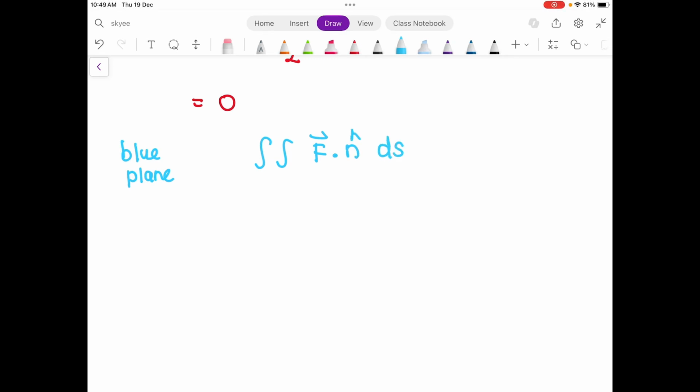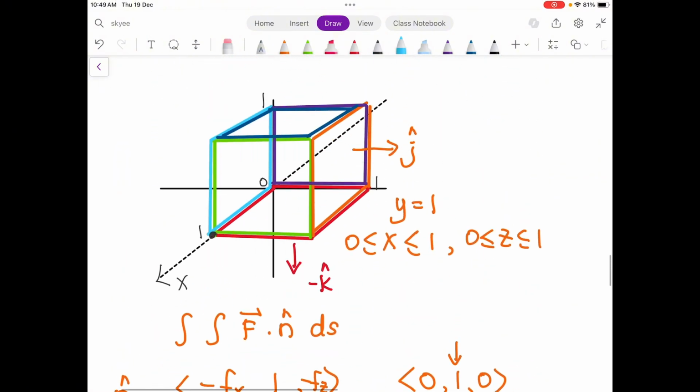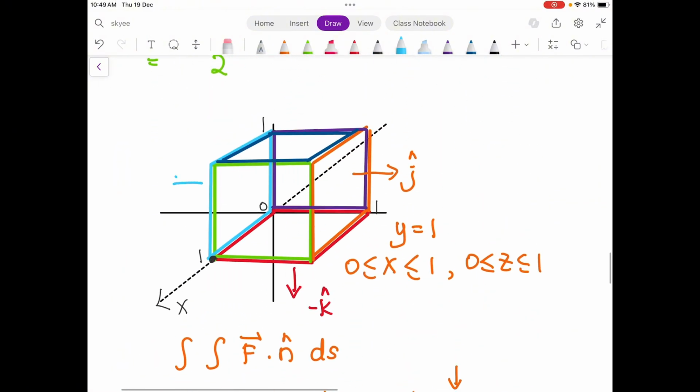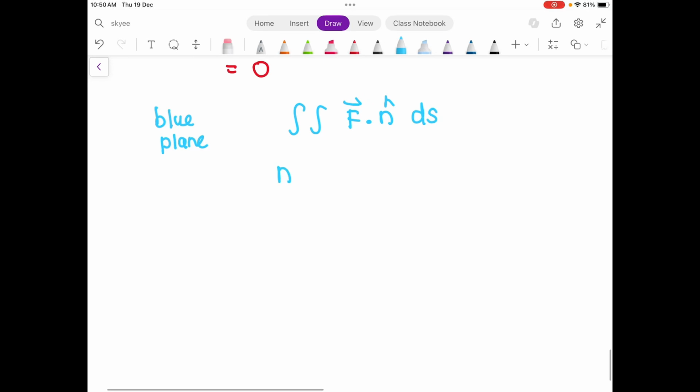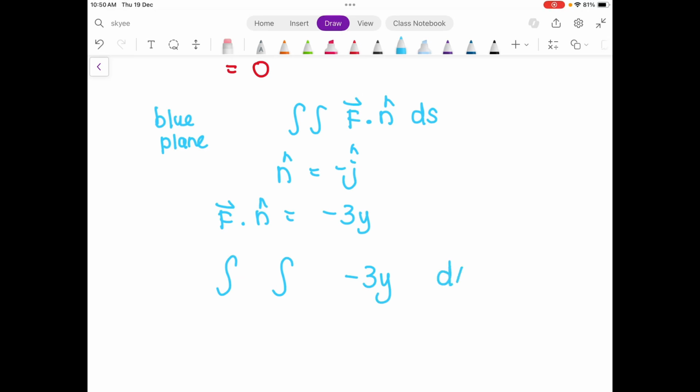So any idea about the direction of the blue one, the flux coming out? The flux, the water, if you pop many holes, will definitely go in the negative y direction, or negative j direction. So I will write negative j. So F dot this will be equal to, you just refer to the j component. You need a dot product with the j component, so it will be negative 3y, and dA.